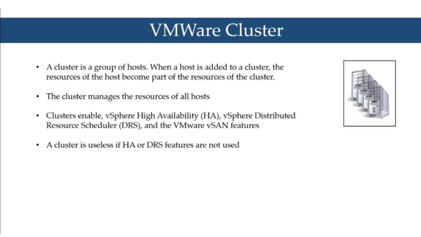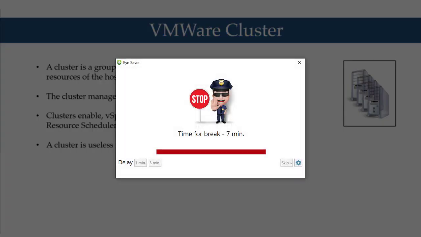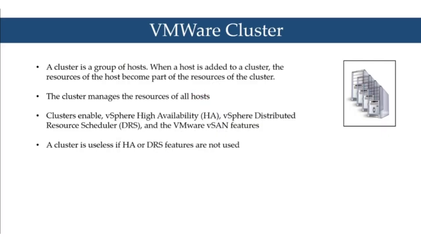A cluster enables vSphere High Availability, vSphere Distributed Resource Scheduler, and the vSphere vSAN feature. Basically, why do we create a cluster? Because we want to use these advanced features of the cluster. For example, HA is a feature of a cluster. So once we create the cluster, we enable High Availability, and we also enable DRS, which is Distributed Resource Scheduler, and the VMware vSAN feature.